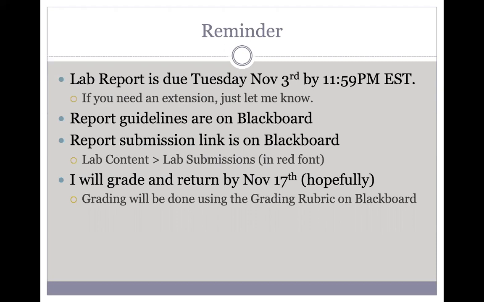I'm hoping to grade and return the report by November 17th. I know we're getting way ahead of ourselves. I just wanted to let you all know when to expect to get it back. Ideally, I don't know how long it's going to take to grade them, but that's my hope right now. And I'm going to be using that grading rubric that's on Blackboard verbatim. So look at that when you're writing the report. Make sure that you can check off all the boxes on that because that's what I'm going to be using.